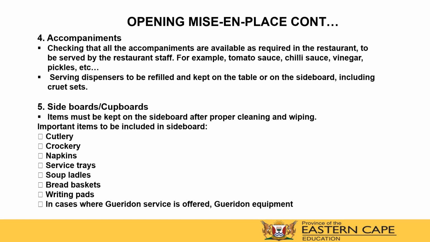Then we have our accompaniments. You need to ensure that you check all the accompaniments. You make sure that they are available as required by the restaurant staff. For example, your tomato sauce must be available. You must make sure that it is filled. Your chili sauce, vinegar and pickles, etc. Serving dispensers to be refilled and kept on the table or on the sideboard, including your cruet sets. Now, this element of accompaniments, we will also discuss it further on into the slide so that you can have a full understanding.